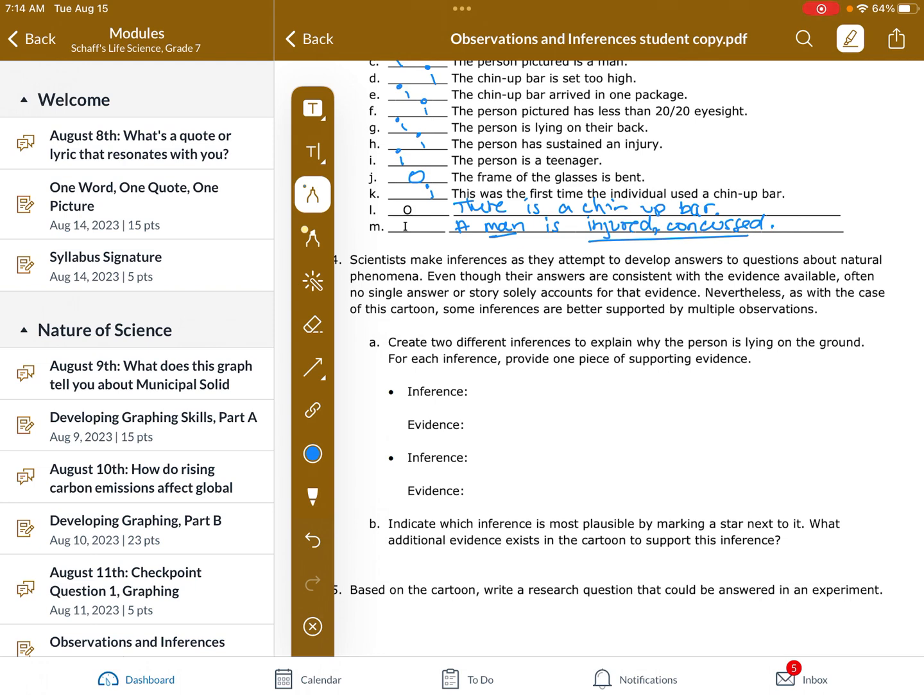Scientists make inferences as they attempt to develop answers to questions about natural phenomena. Even though their answers are not consistent with the evidence available, often no single answer or story solely accounts for that evidence. Nevertheless, as with the case of this cartoon, some inferences are better supported by multiple observations. Create two inferences to explain why the person is lying on the ground. For each inference, provide one piece of supporting evidence.